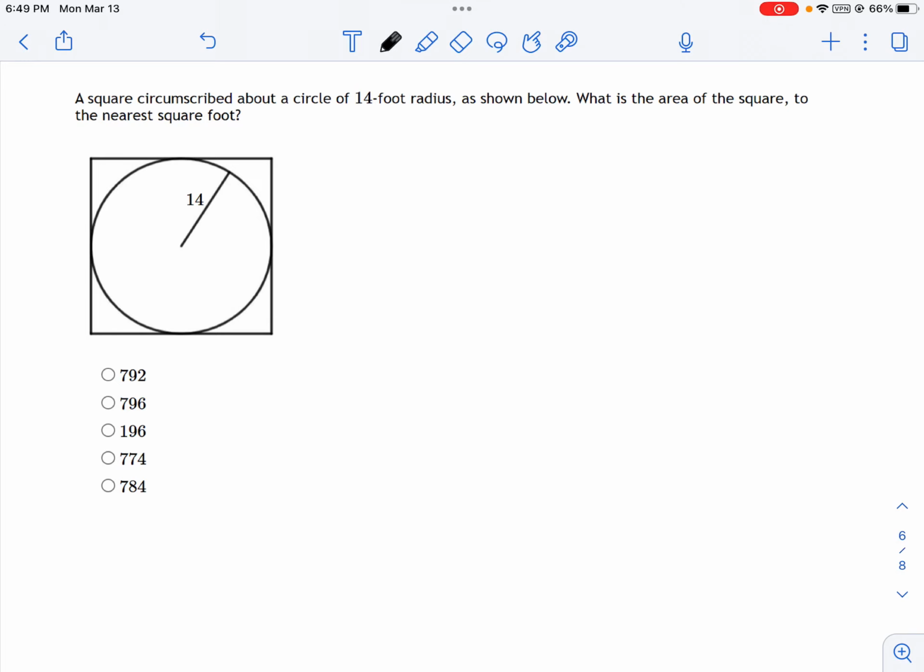So, a square circumscribed about a circle of 14-foot radius, as shown below. What is the area of the square to the nearest square foot? Well, let's kind of digest this a little bit. So we have a square that is circumscribed about a circle. So that just means that you have a square.